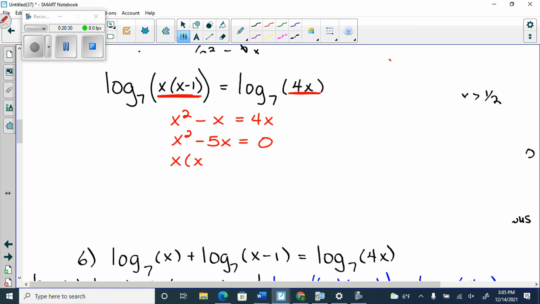Take an x out, we're left with x minus 5, and we get x equals 0, and x equals 5, and then I check them. I put a 0 back into the question. Log base 7 of 0? No. It's done. You have to have a positive, so that baby's gone. Extraneous.